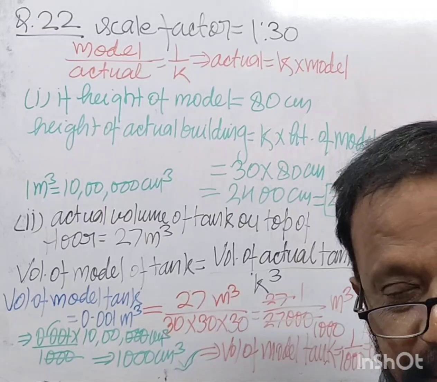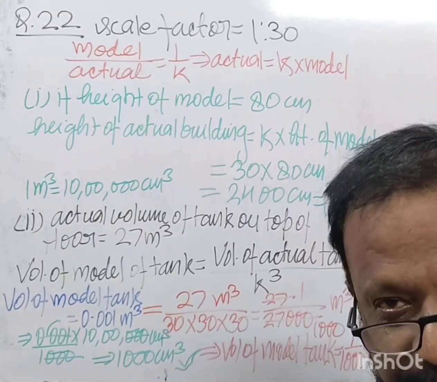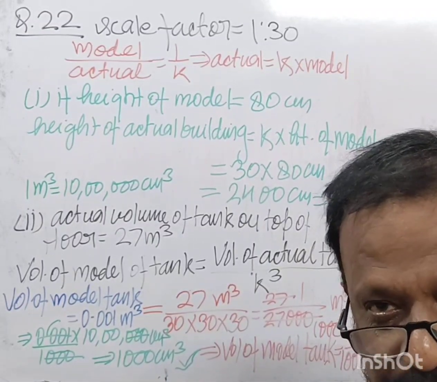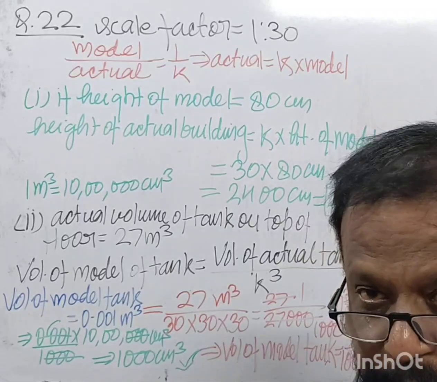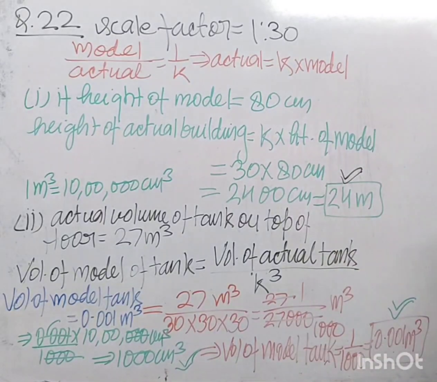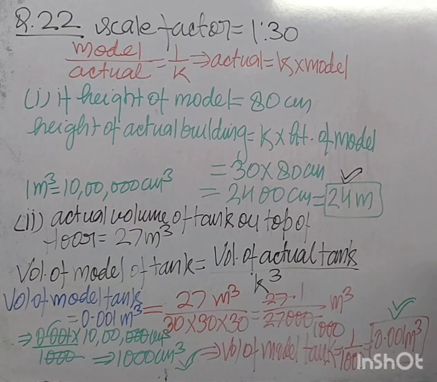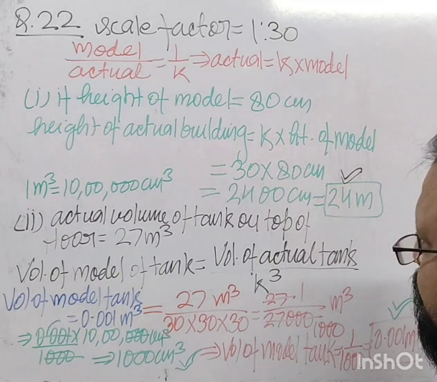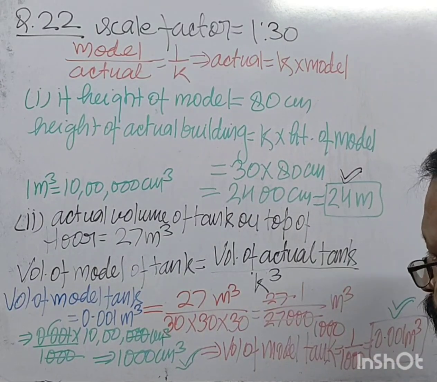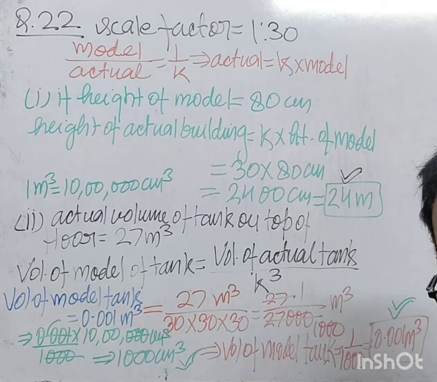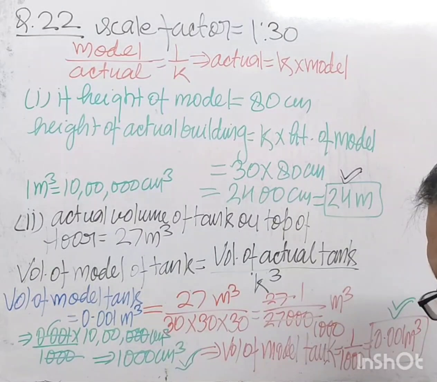1000 centimeter cube is equal to 1 liter. So it turns out to be a 1 liter tank of model, right? I hope you get that. This was question number 22. Great.